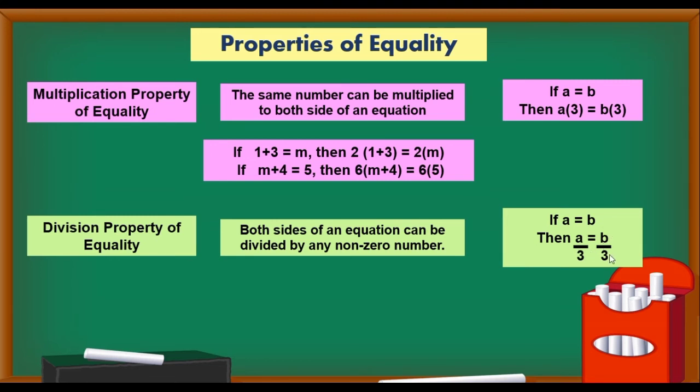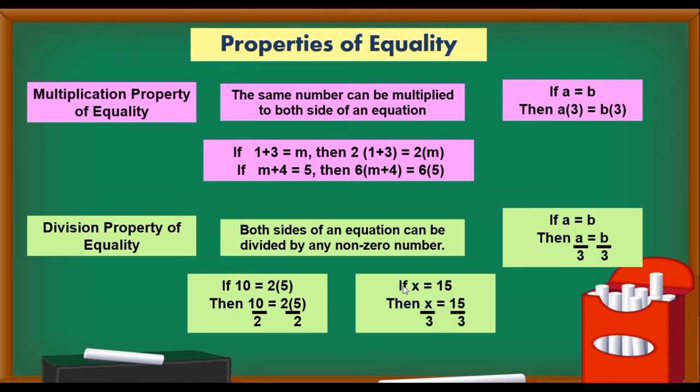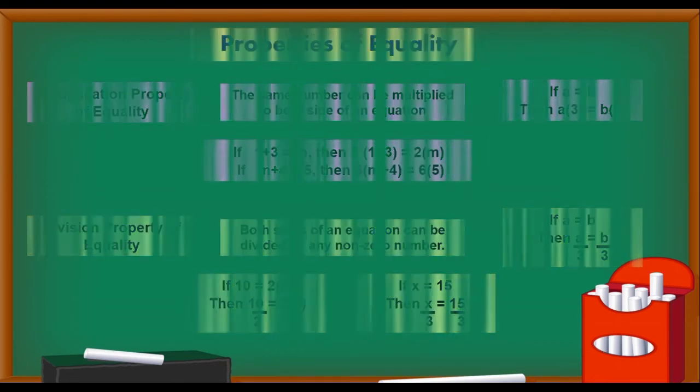So, for example, if a equals b, then, pag dinivide natin yung a kay 3, dapat si b din po ay i-divide natin kay 3 para equal sila. Another example, if 10 equals 2 times 5, then, i-divide mo si 10 ng 2, dapat si 2 times 5 ay i-divide din po natin ng 2. So, that is division property. Another example, if x equals 15, si x dinivide nyo ng 3. So, dapat si 15 din po ay i-divide nyo ng 3. And that is division property of equality.